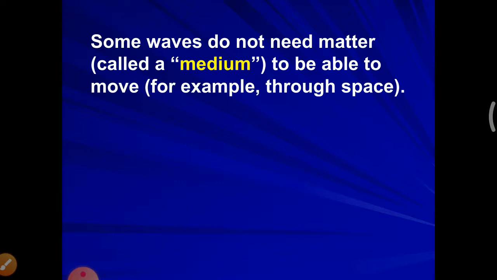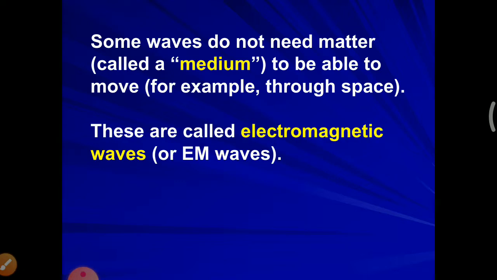Some waves do not need matter to be able to move. Example, space. These are called electromagnetic waves. The waves that need a medium to travel are called mechanical waves. The waves that do not need a medium to travel are called electromagnetic waves. Otherwise, we can say EM waves.